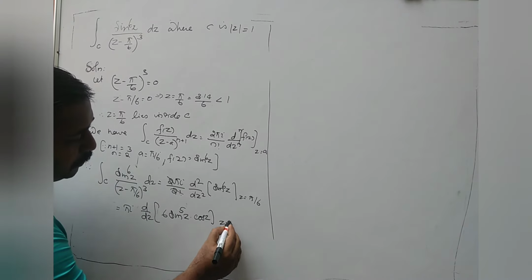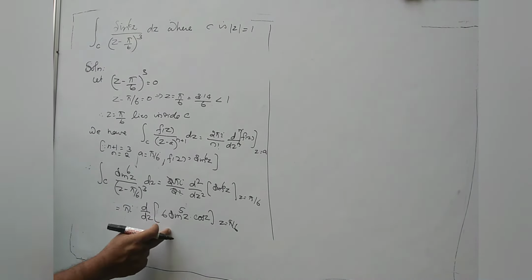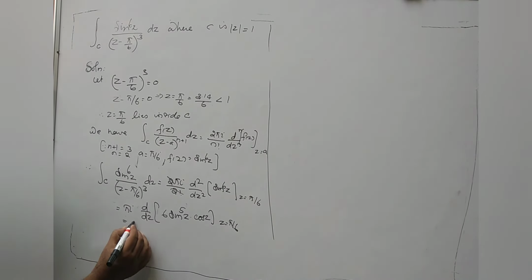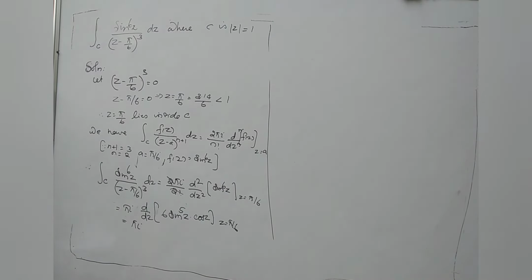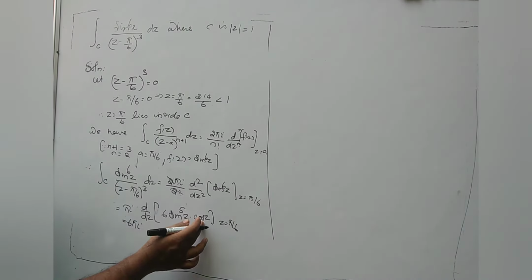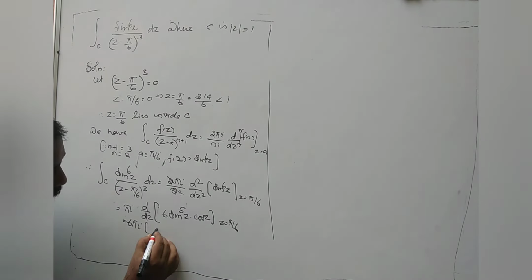Z is equal to pi by 6. After the differentiation only you should apply the limit. So one more differentiation, that is pi i into, here 6 is a constant. Once again we can apply the product rule, since this is one function and this is another function.